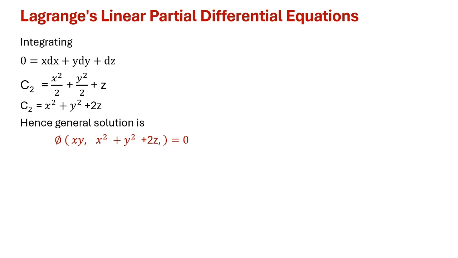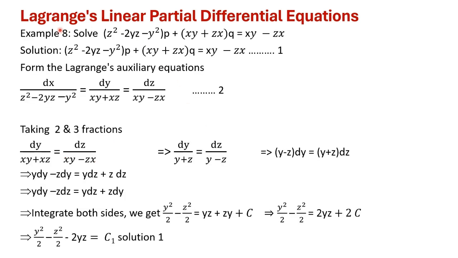Now we'll take the second example. Let this be the equation. We call it equation 1. We have to change it into this format. So dx by the coefficient of p is this, is equal to dy by the coefficient of q is this, is equal to dz by xy minus zx. This we'll call equation 2.